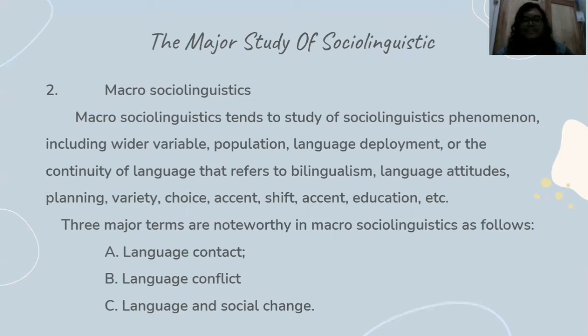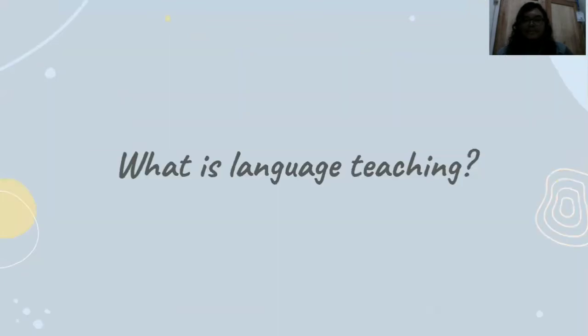There are three major terms that are noteworthy in macro-sociolinguistics as follows. First, language contact. Second, language conflict. And the last is language and social change. The next part will be presented by my friend.